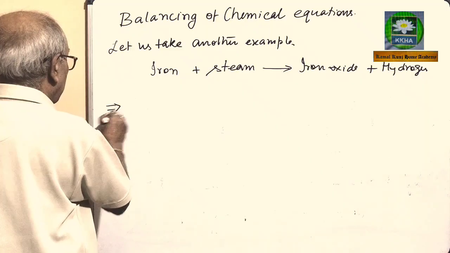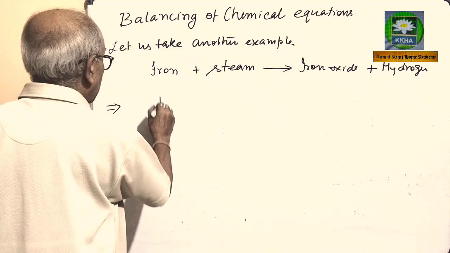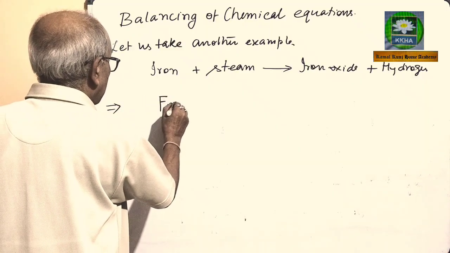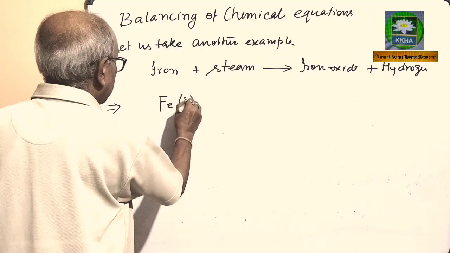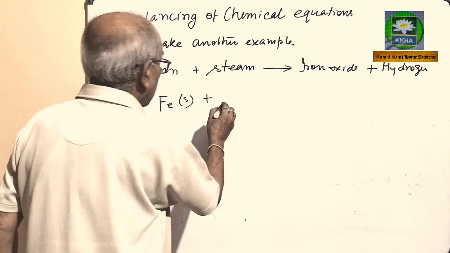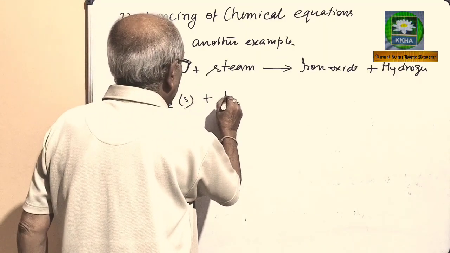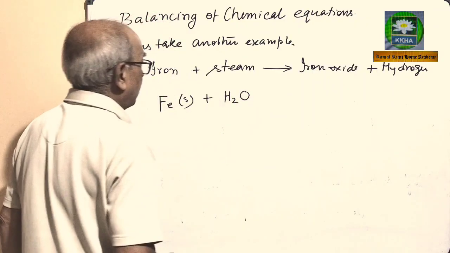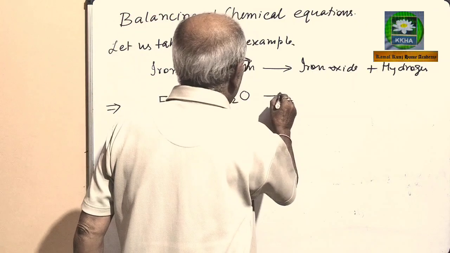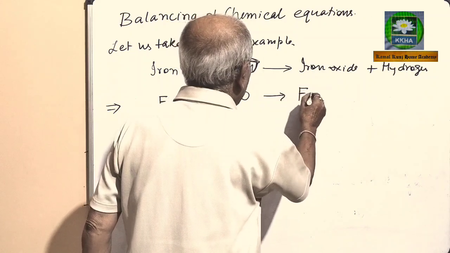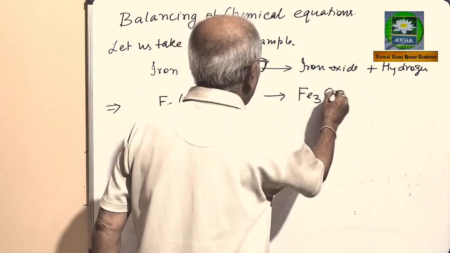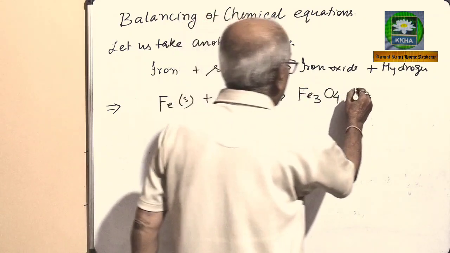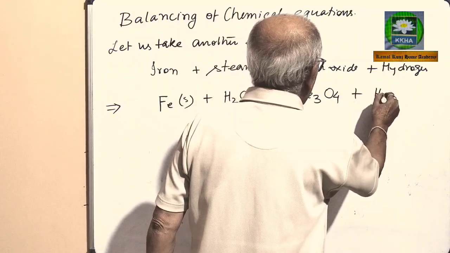That is, iron is Fe, it is solid, plus water in steam form, H2O, forms Fe3O4 plus hydrogen.